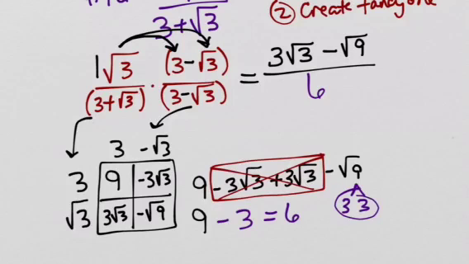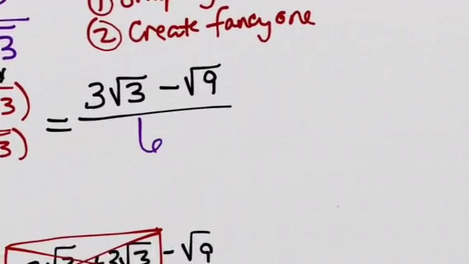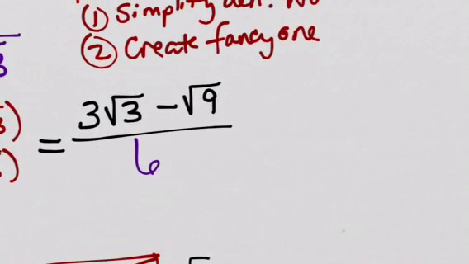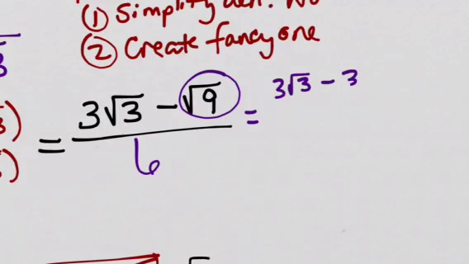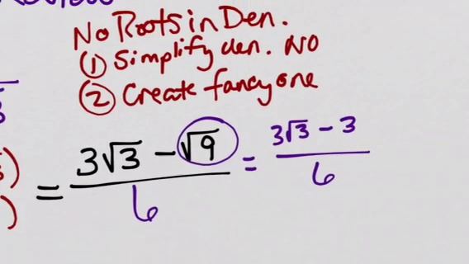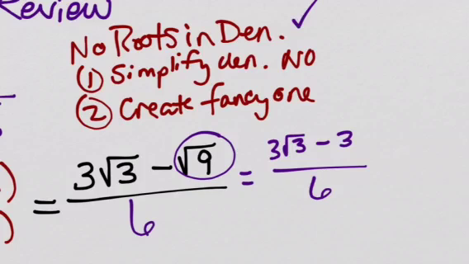So now we need to go back up to the actual problem and start simplifying it some. I can't do anything with 3 square root 3, but I can replace the square root of 9. It's the same thing as substituting in a 3, all divided by 6. Okay, there's no root in the denominator. Check. We did our fancy 1 in that.